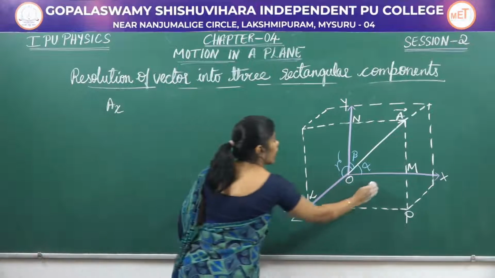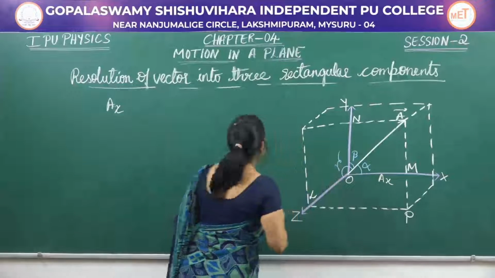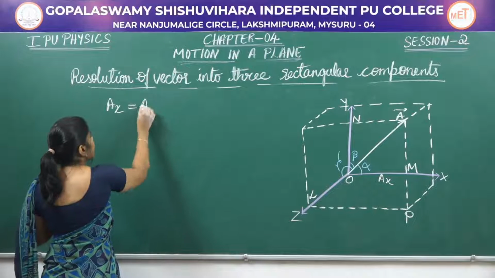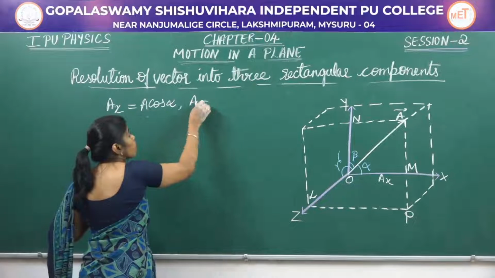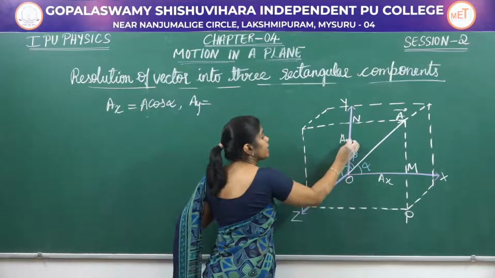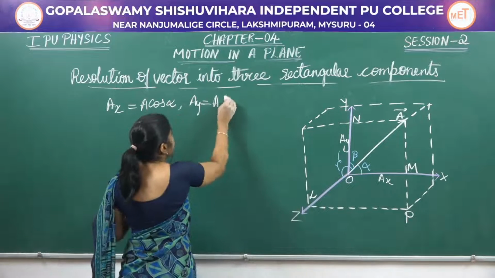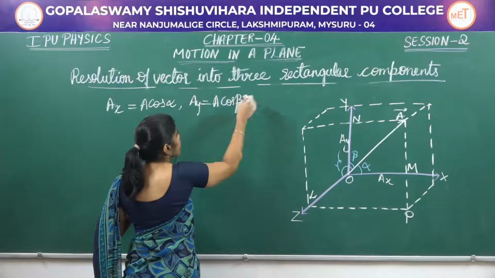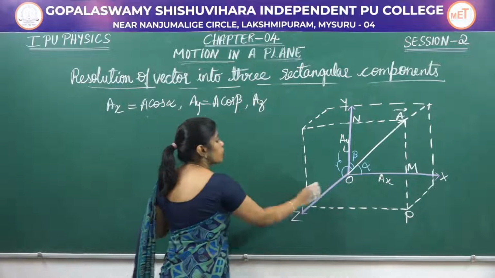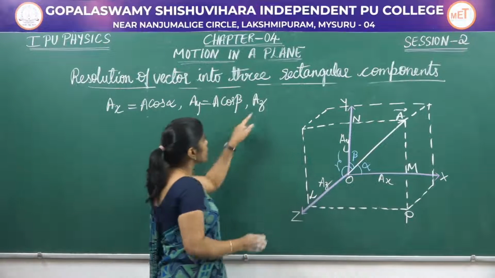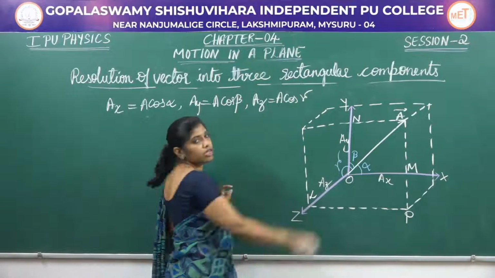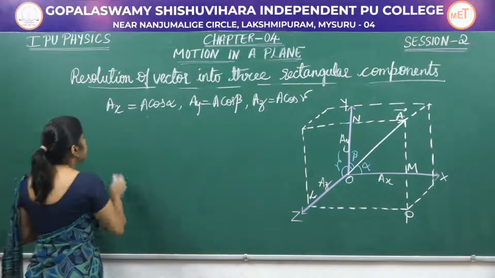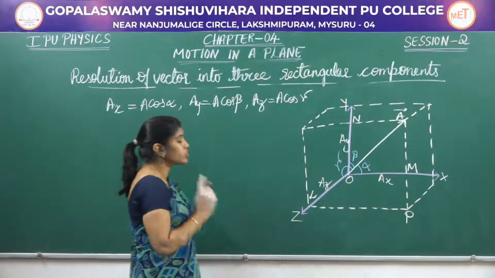I can write Ax, that is the x component of the vector A, as equal to A cos alpha. Similarly, the y component of vector A, Ay, can be written as A cos beta, and the z component of vector A can be written as A cos gamma.